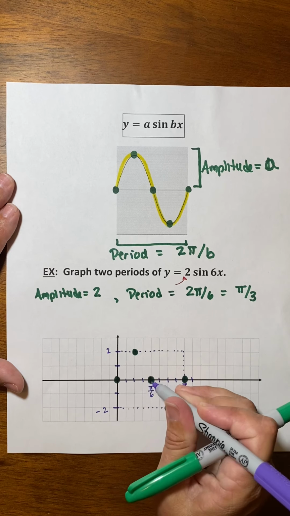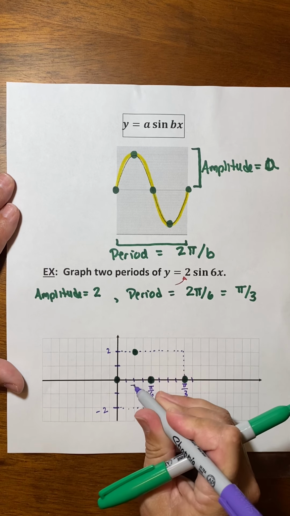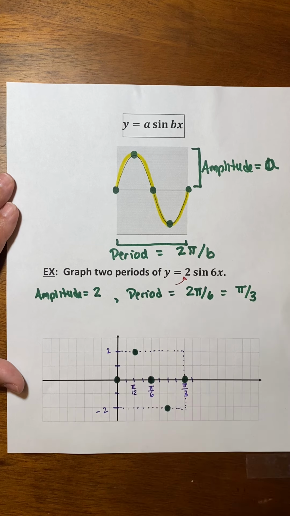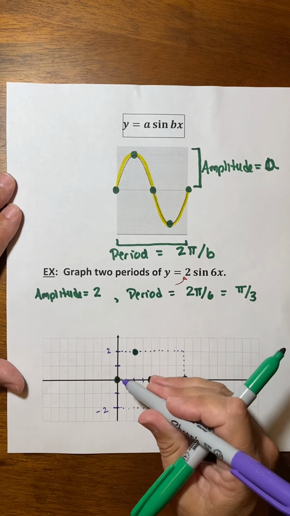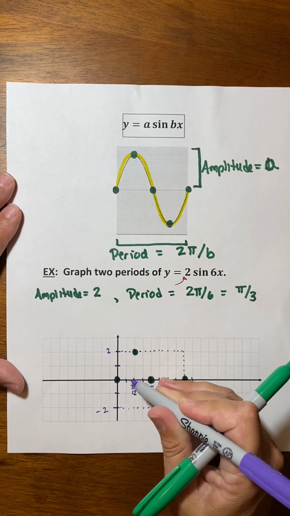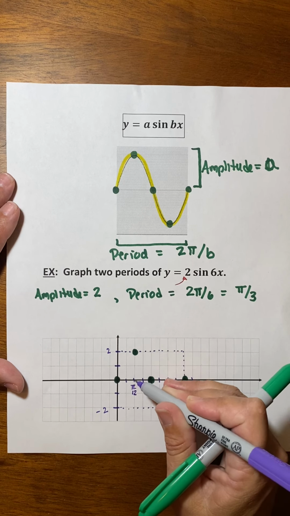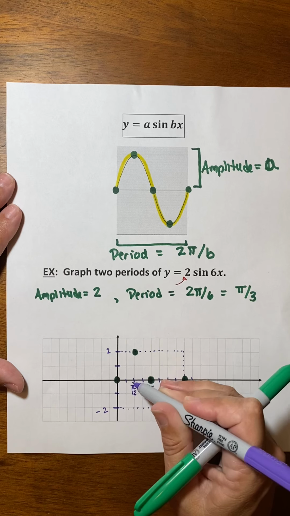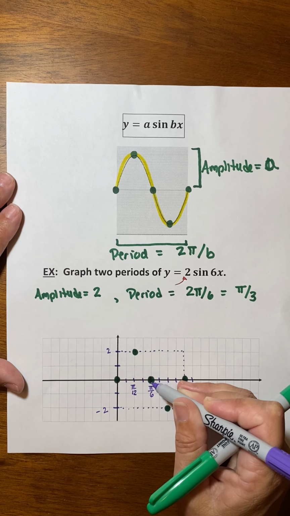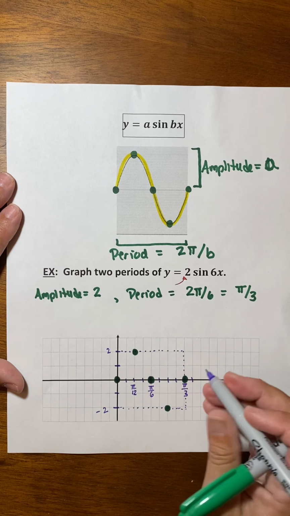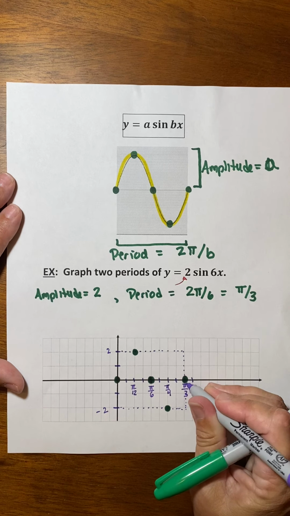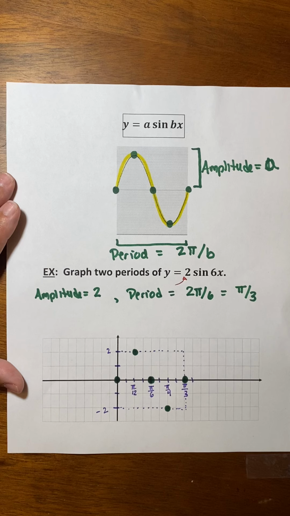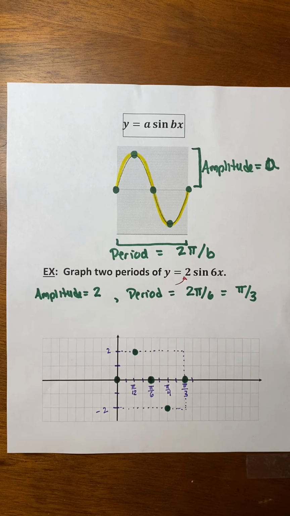If I go halfway between 0 and pi over 6, 1/2 of pi over 6 is pi over 12. What would this point be? Well, now that I have the horizontal distance from the first point to the second point, I can count in these units. 1 pi over 12, 2 pi over 12, 3 pi over 12, which is pi over 4, and that's going to be 4 pi over 12, which is pi over 3. And I have enough information here to draw one period.